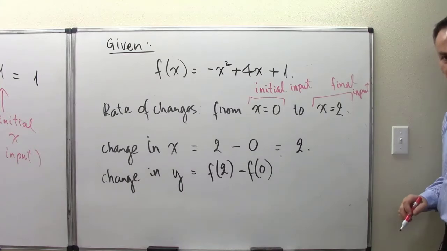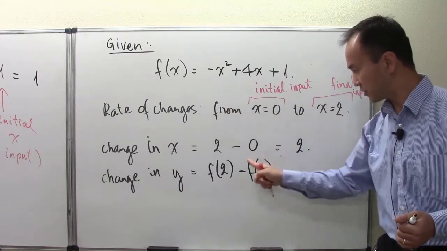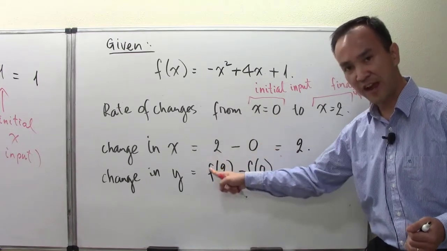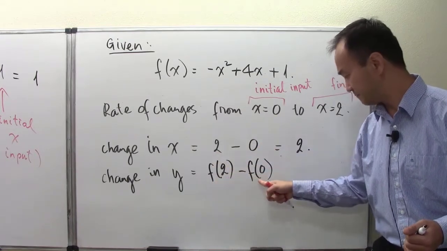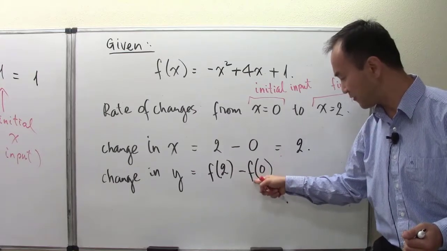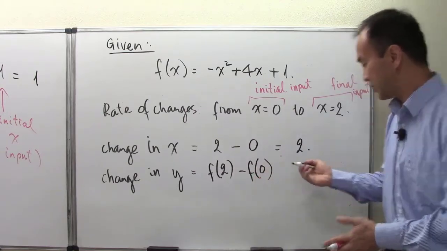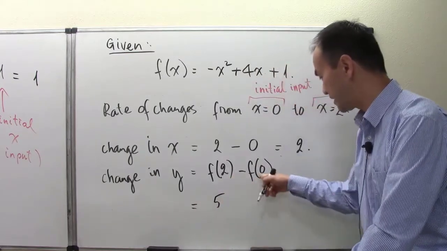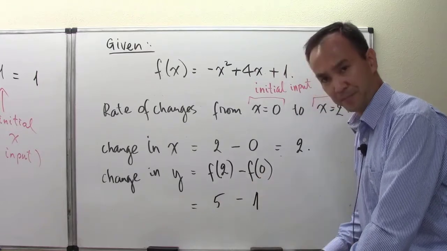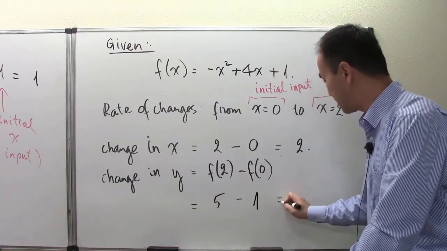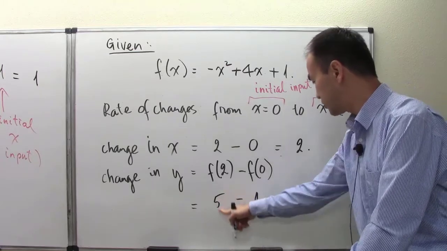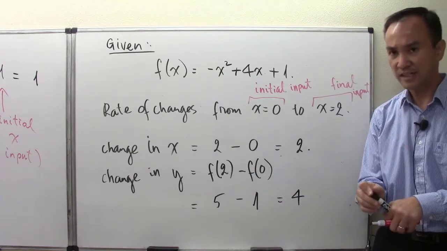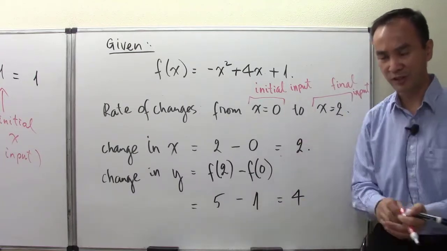All right, so we always go with final minus initial. So final inputs minus initial inputs. Final outputs, meaning the function value at final inputs, minus initial outputs, meaning the function value at initial inputs. If I remember correctly, f at 2 was a 5, f at 0 is a 1. And so now we're looking at the total change in y right here, 4. I didn't get to the final answer yet, but let's quickly swing over to the graph and have a look.